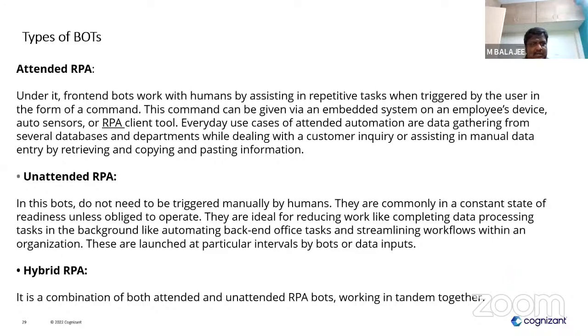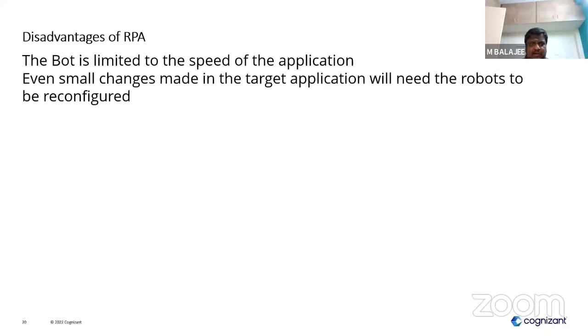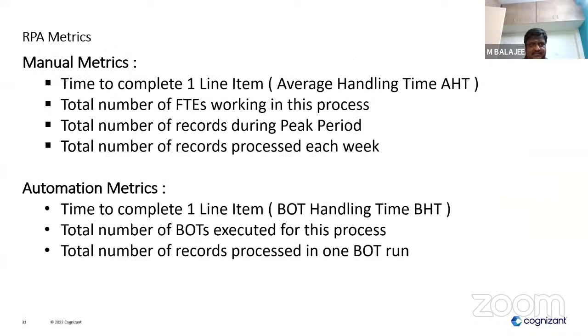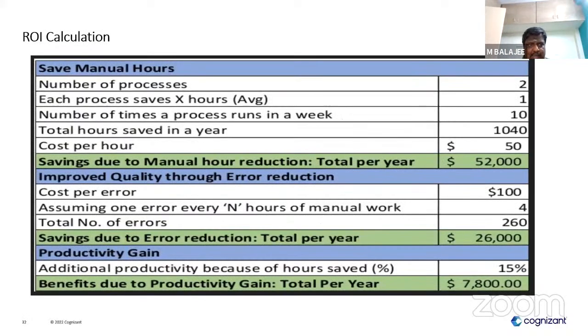And this attended bot and unattended bot, I've already covered in my previous sessions. And these are all the manual metrics which I said, the AHT and the BHT. With this, we'll be able to calculate the ROI.